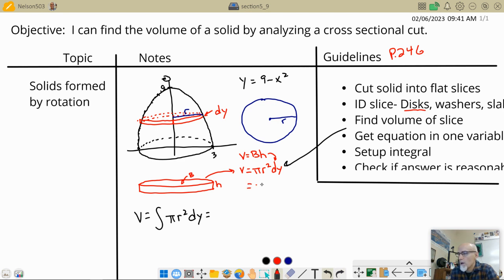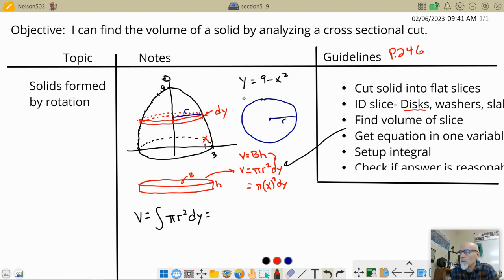So I get pi times, now what is my radius? My radius is an x length. I come over here on the x-axis, right? So I could go pi x squared dy, but that's still not getting it. I want x in terms of y. So I'm going to have to solve this guy right up here for x.